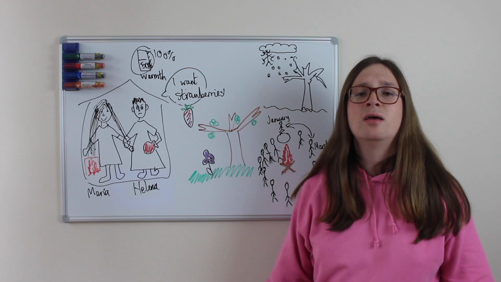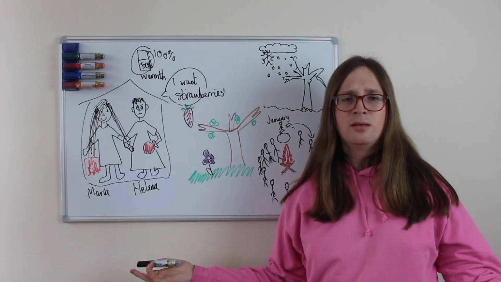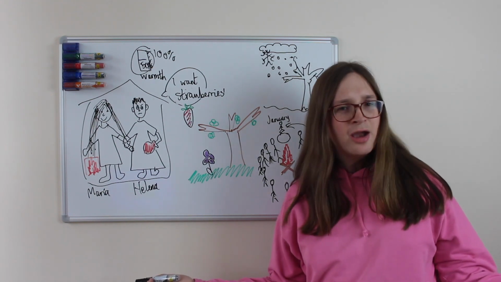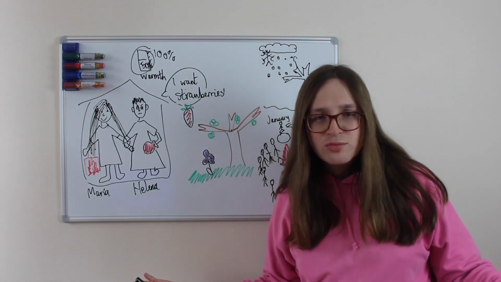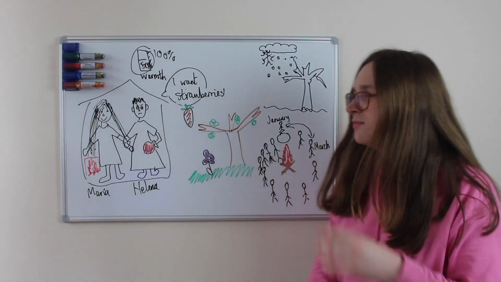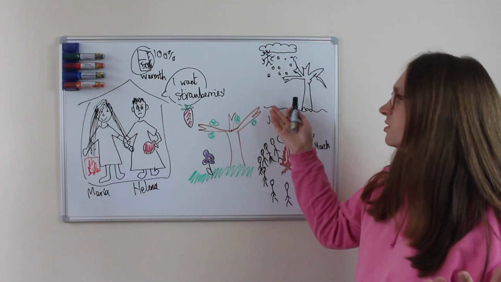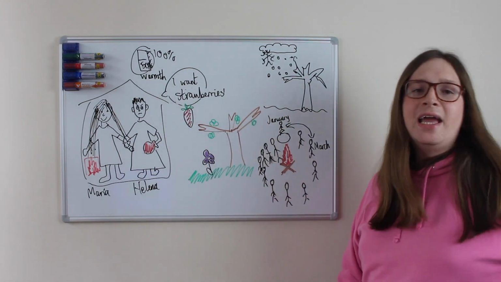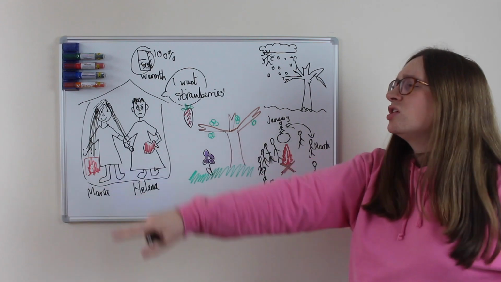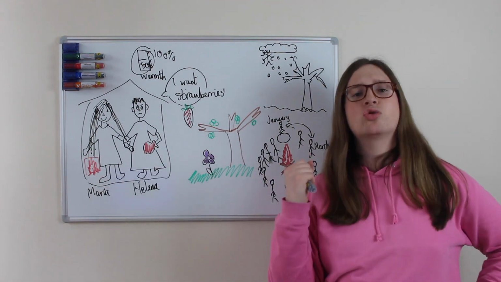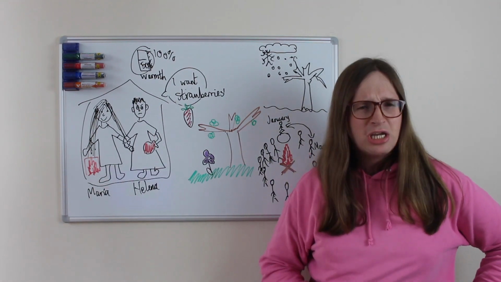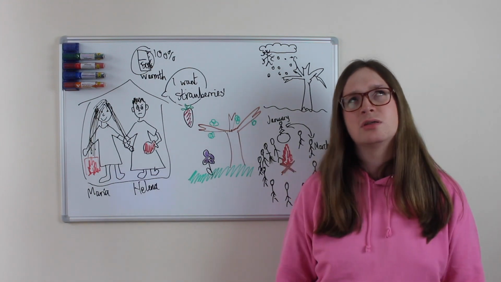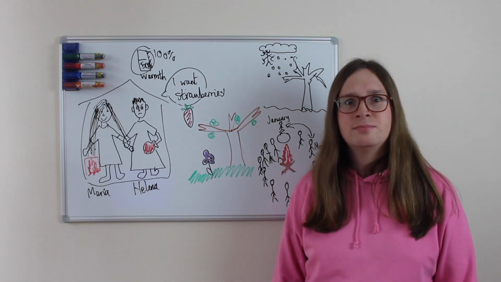And Maria said, Helena, it's January. There are no strawberries. It's cold. It's snowing. There are no strawberries. But Helena said, go to the forest and bring me strawberries. I'm hungry. I want strawberries. Okay then.